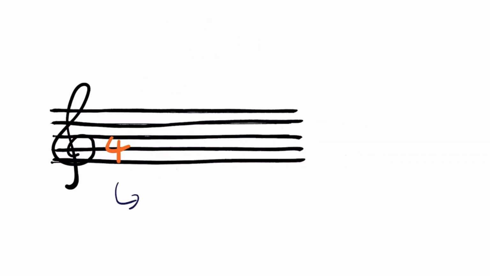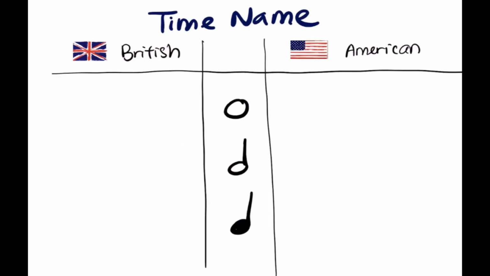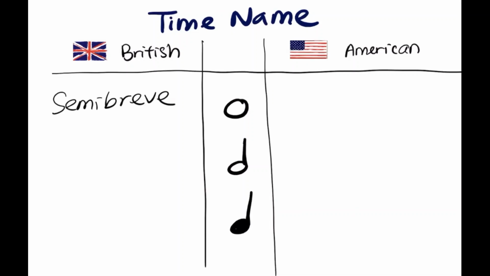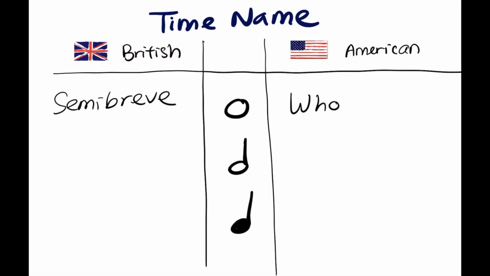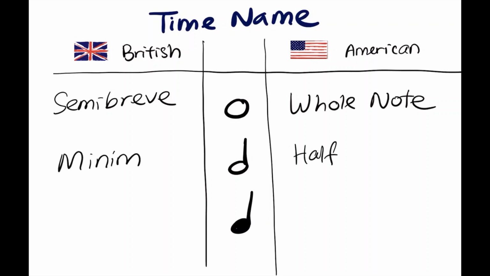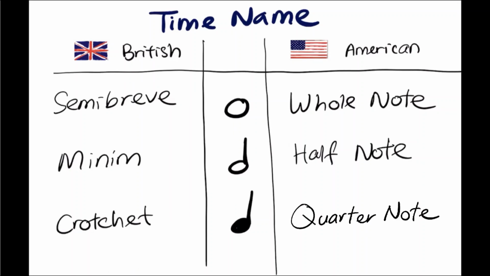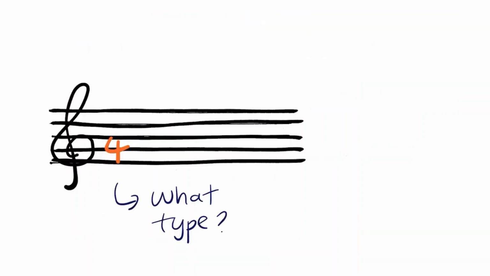The bottom number tells us what type of note or the length of each beat. Before we carry on, let's take a look at how British and American name their note values. We call this a semibreve in British English and whole note in American English. Next, we have minim in British English and half note in American English. Then followed by crotchet in British English and quarter note in American English. So a crotchet is also called a quarter note.